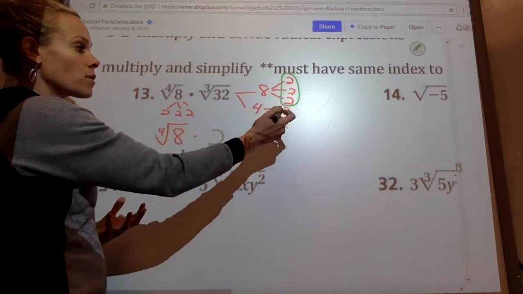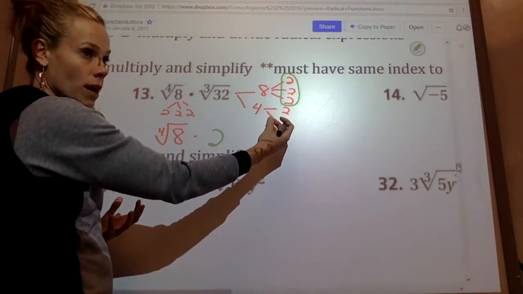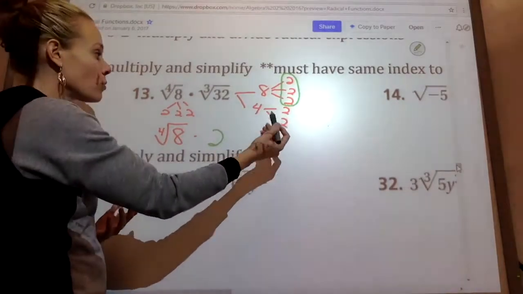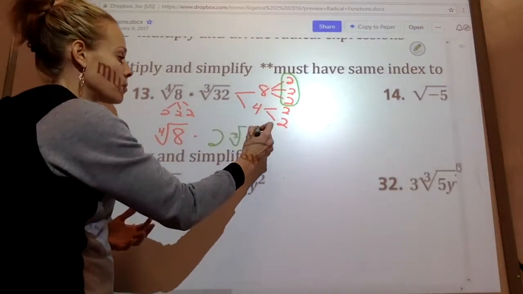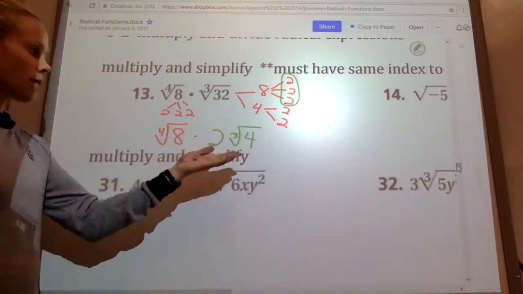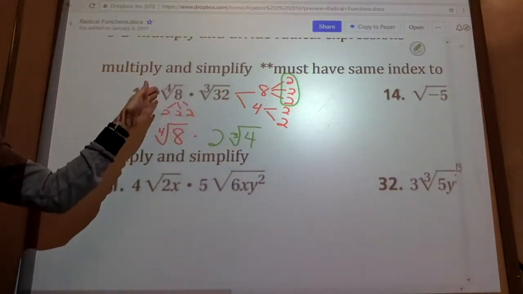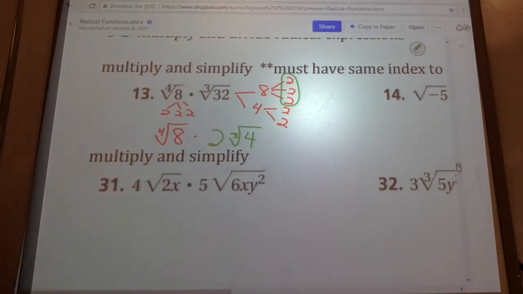And remember, whatever stays underneath the radical gets remultiplied together. So 2 times 2 is 4. So what's left would be the cube root of 4. That's the only thing I could do with that problem, is just to look at each term, each part, and simplify.